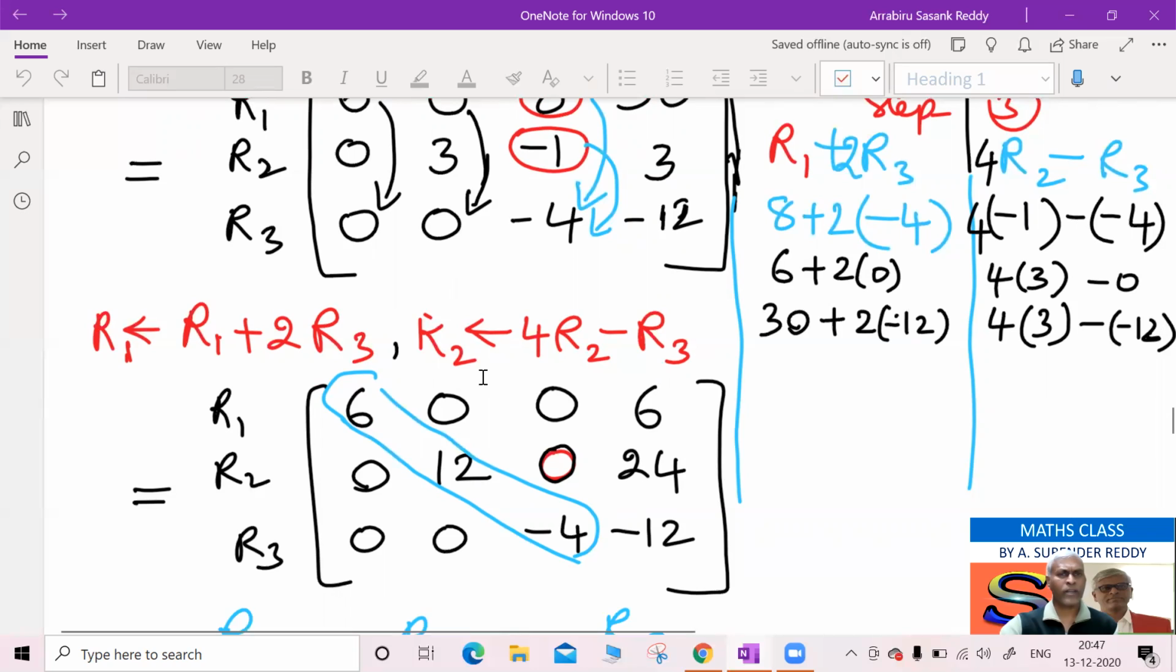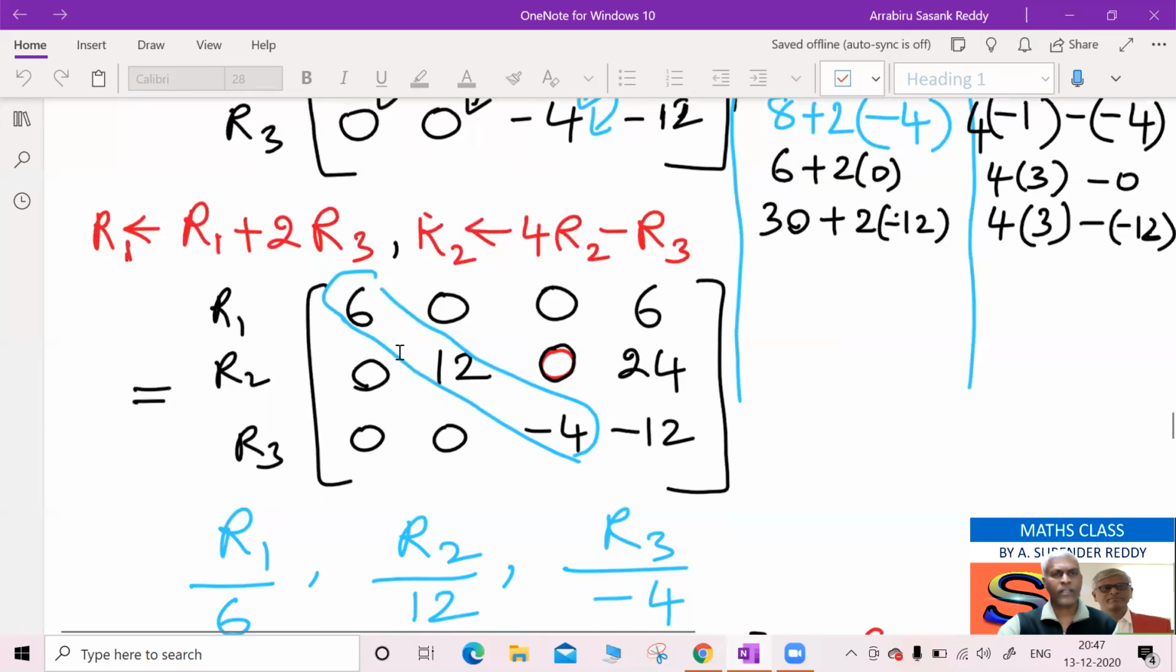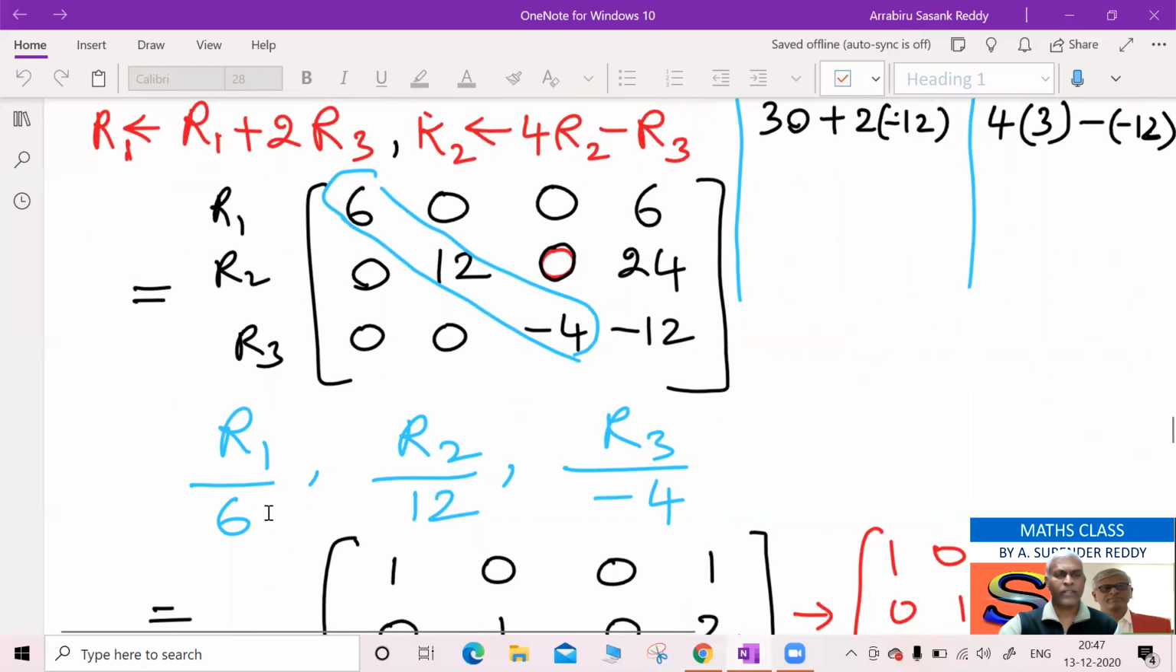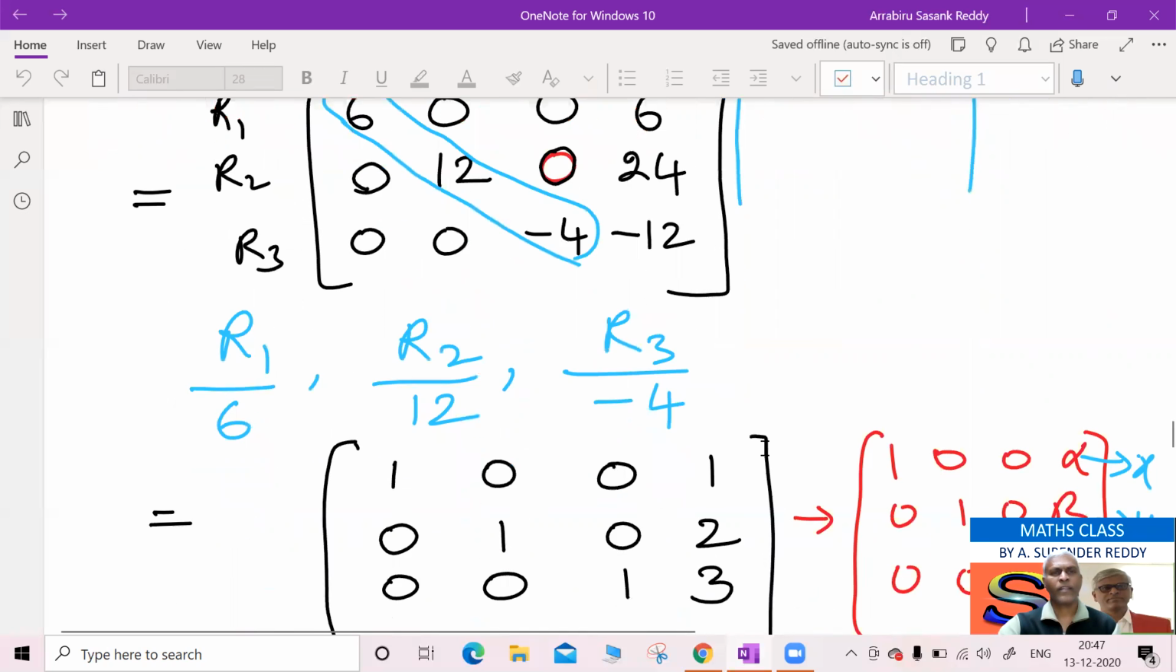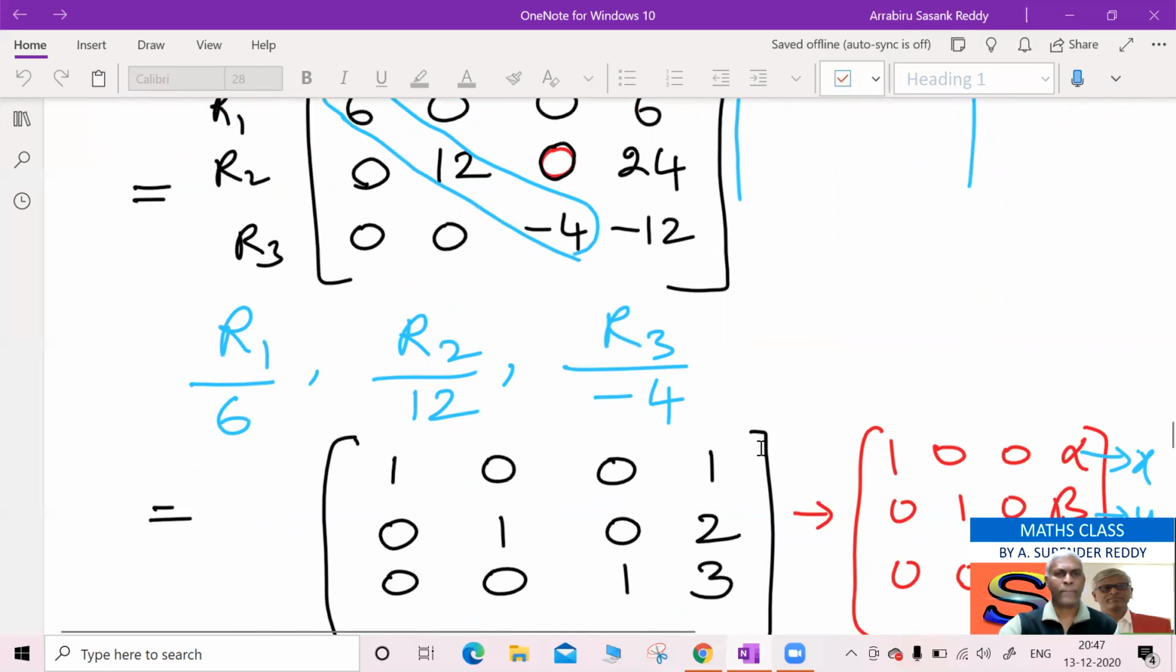So after changing R1 and R2, we get 2 zeros in the third column. So the converting to zeros is completed. After getting all 6 zeros, the next step is to convert the diagonal elements into 1. So 6 dividing by 6, 12 dividing by 12, minus 4 dividing by minus 4. The first row divide with 6, second row divide with 12, third row divide with minus 4, so that the diagonal becomes 1, 1, 1.